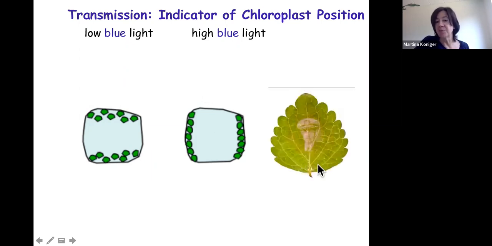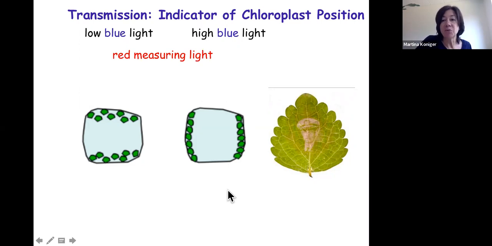And this is sort of the reason why, if you look at an image like this of a leaf, you can really see differences between lighter and darker areas. The light area, like the hat of the person here, is an area where there was a lot of light shining on it and the chloroplasts are hiding on the edge of the cell.